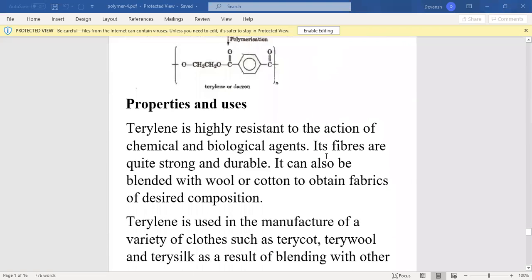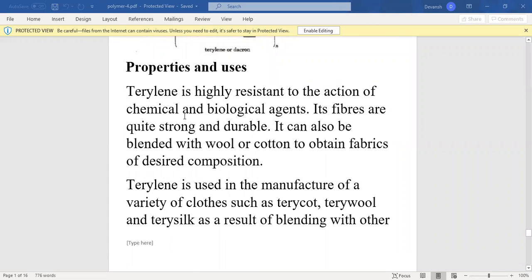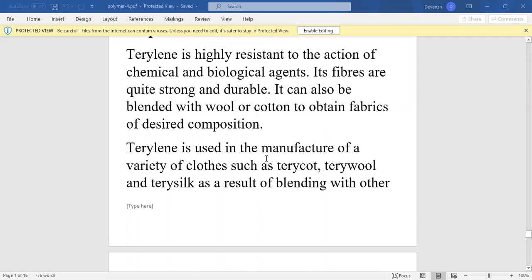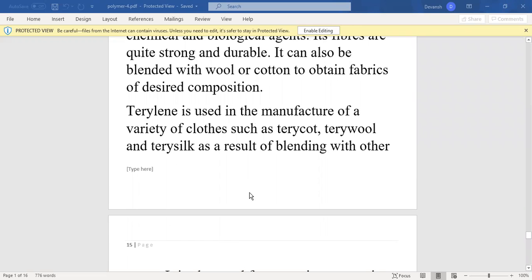Now Terylene is highly resistant to the action of chemical and biological agents. Its fibers are quite strong and durable. It can also be blended with wool or cotton to obtain fabrics of desired composition. Means they can be blended with cotton to form terrycot, they can be blended with wool to form terry wool, and they can be blended with silk to form terry silk. And this is very important fiber which is crease resistant also, because if we use purely cotton fibers, then it is very compulsory to press that fabric.